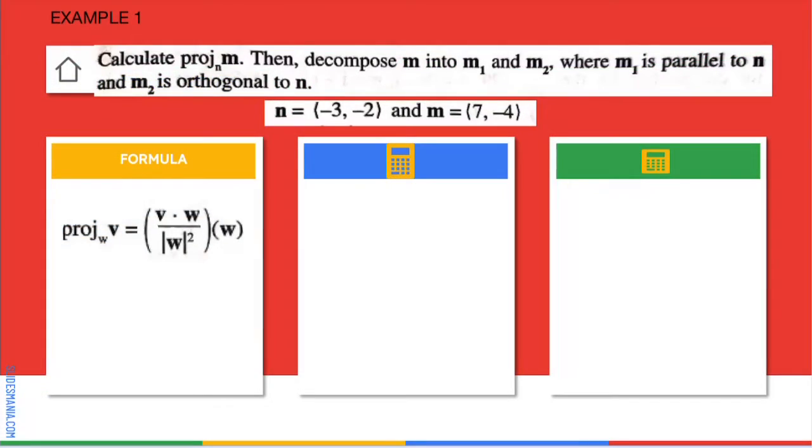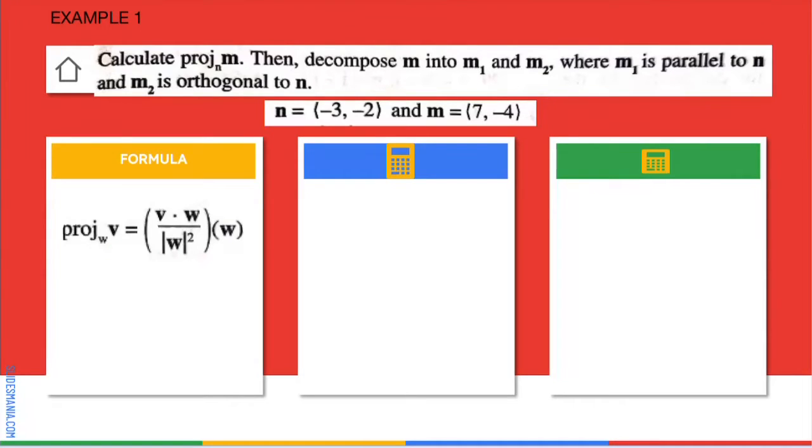Now let's see example 1. Calculate projection M onto N. Then decompose M into M1 and M2, where your M1 is parallel to N and M2 is orthogonal or perpendicular to N. So just now we already learned the formula of projection of V onto W.